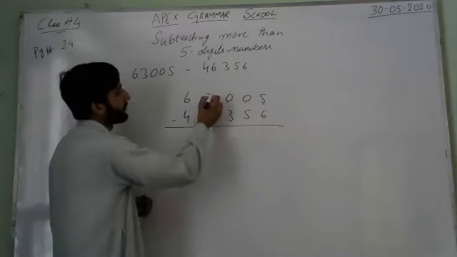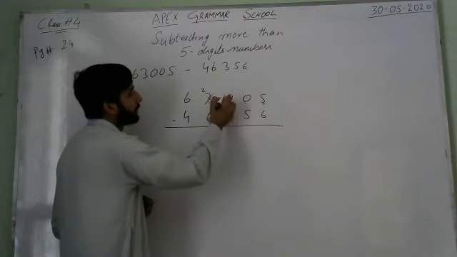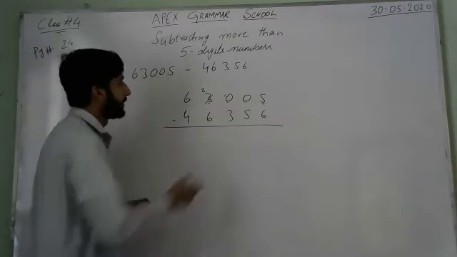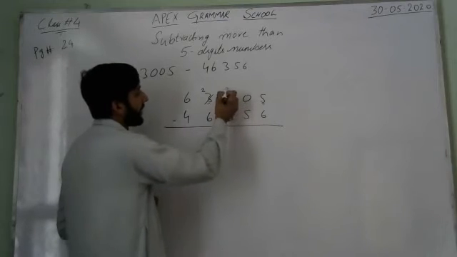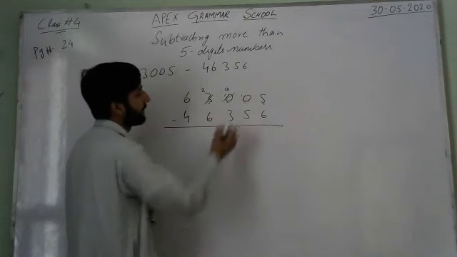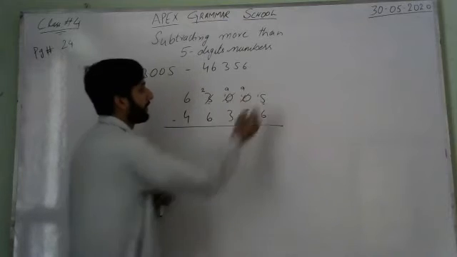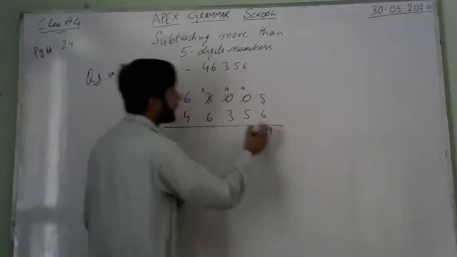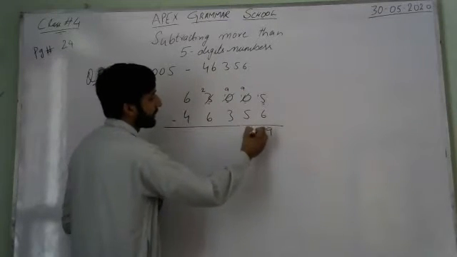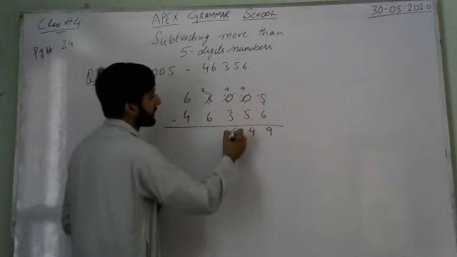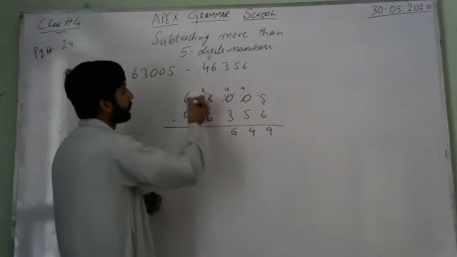We will take carry from this 3, it becomes 2, and this 0 becomes 10. Now we take carry from this 10, it becomes 9, and this becomes 10. Once again we take carry, and this 5 becomes 15. Now 15 minus 6 is 9. 9 minus 5 is 4. 9 minus 3 is 6. Now this is 2 and this is 6.